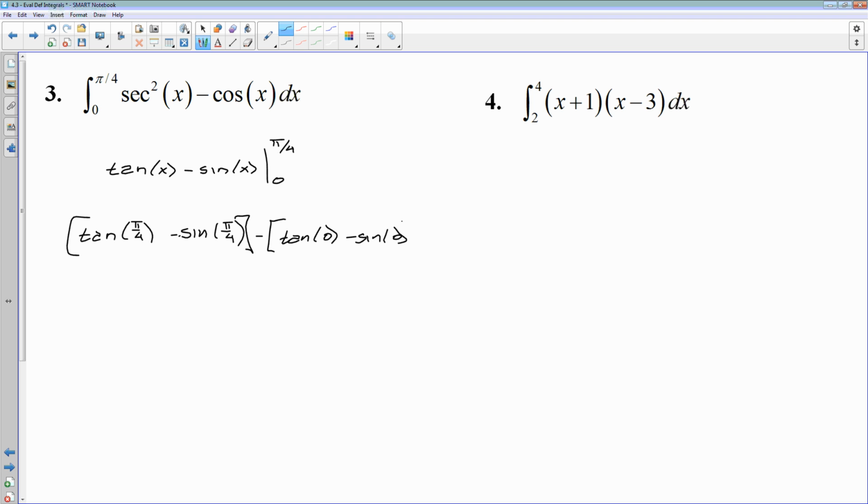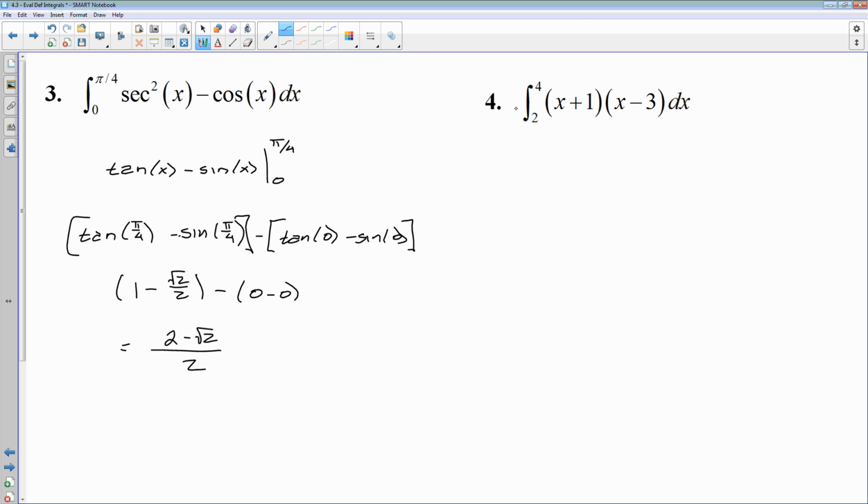Then we'll evaluate those. Go visit our unit circle. The tangent of pi over 4 is 1. The sine of pi over 4 is root 2 over 2, or 1 over root 2. Minus, the tangent of 0 is 0. The sine of 0 is also 0. 1 minus root 2 over 2 cleans up to 2 minus root 2 all over 2. So there we go. Last one, this is a product.